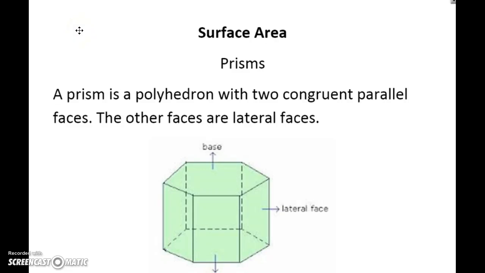We're now going to start looking at surface area, and we're going to begin by looking at prisms because prisms are the kind of building blocks of solids. All prisms are polyhedrons with two congruent parallel faces, and the other faces are called lateral faces, and those lateral faces in a prism will be rectangles. So a prism is something that's just joined up with rectangles.